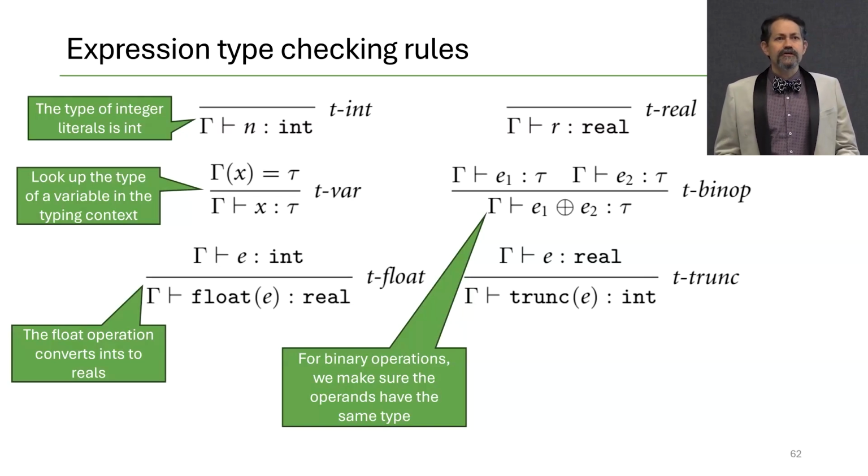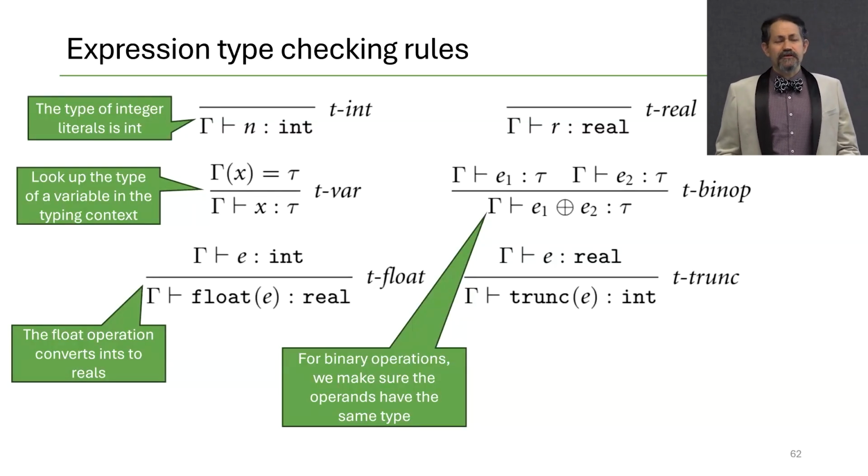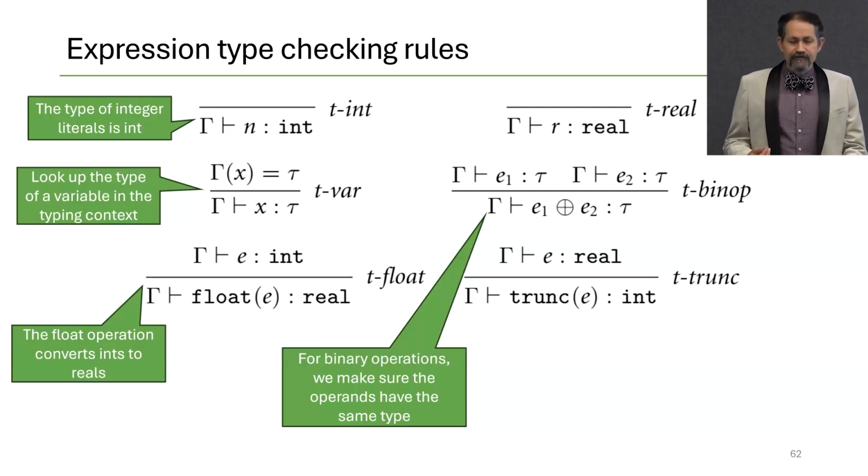For binary operations, we have two premises. We first type the left-hand side of the binary operation, E1, and get some type tau. We then type check the second binary operator, E2, and get the same type tau. So binary operands can either operate on integers or reals, but they both have to be integers or they both have to be reals. And so we express that by having the same tau in both premises. And so we have to substitute tau with either int or real, depending on what the types of the E1 and E2 subexpressions are.